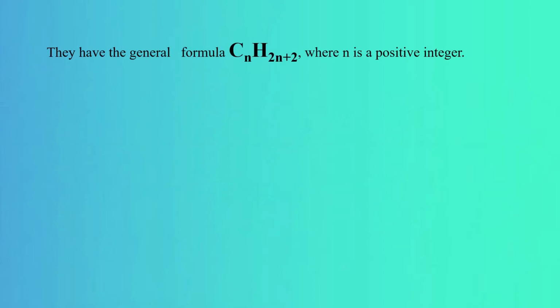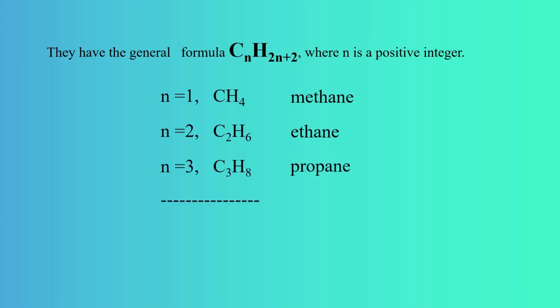Alkanes have the general formula CnH2n+2. While n is a positive integer, the number of hydrogens will be double the carbon plus 2. For n equal to 1, CH4, 1 carbon, 4 hydrogen. This is methane. N equal to 2, C2H6 is ethane. N equal to 3, C3H8, propane. Similarly, n equal to 10, C10H22, that is decane.